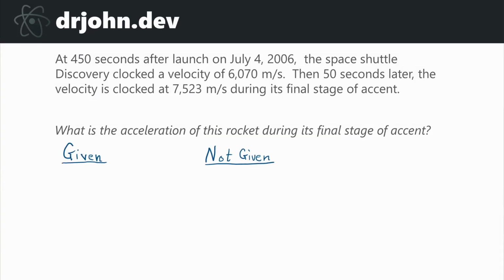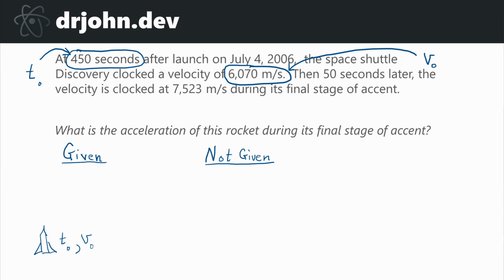So when presented with a kinematic problem, it's always a good first step to label the information presented in the problem statement with the relevant kinematic variables. Here, we're given the initial time of 450 seconds, so we can label this as t0. We are also given a velocity at that time, so we can label this quantity as the initial velocity, v0. We are then provided that at the time interval of 50 seconds later, which we can label as delta t, the rocket's velocity reaches 7,523 meters per second, which we can label simply as v.